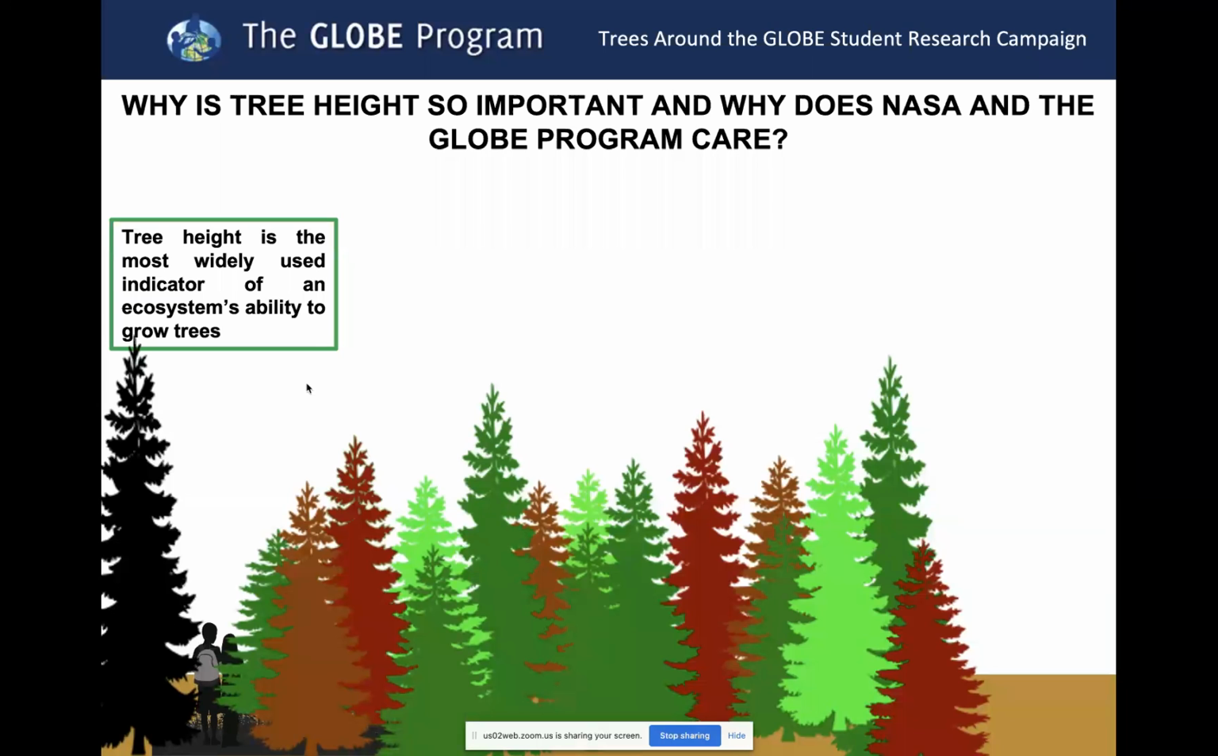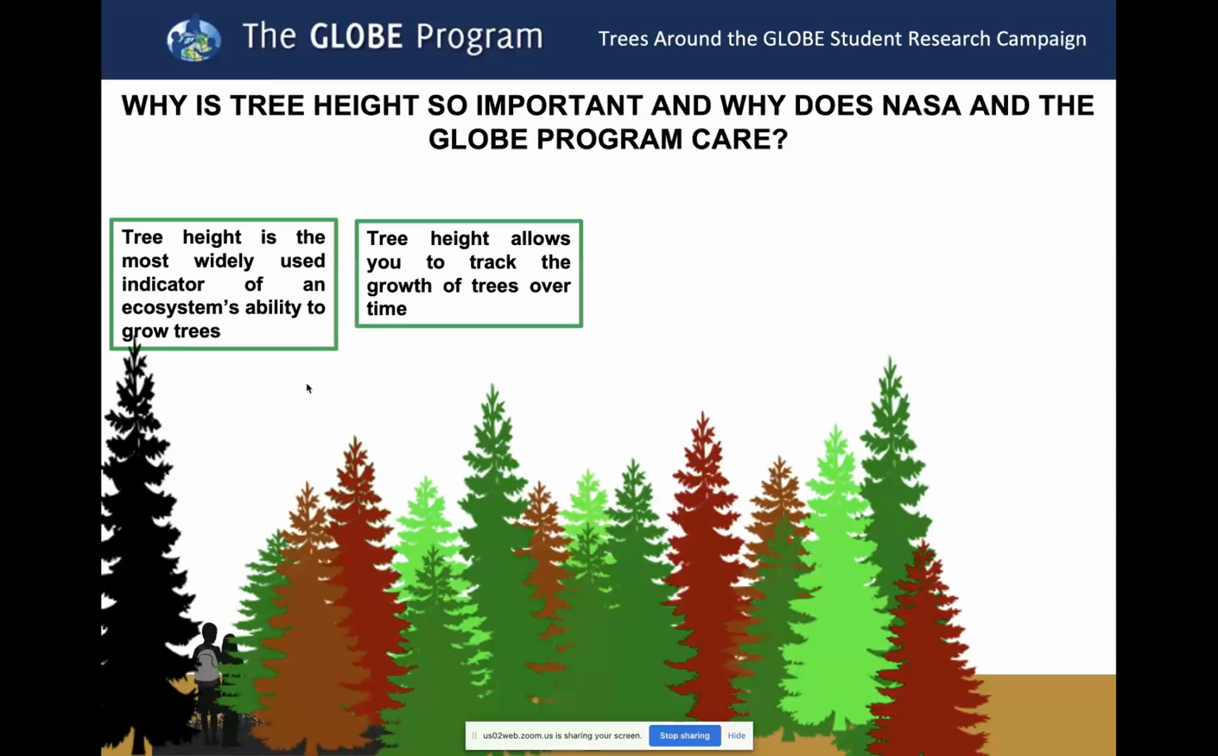And depending upon the species of the trees, of course, they're going to grow different heights. But the ones that flourish are the ones that grow tall, they grow full, they're the ones that have an ecosystem that is ideal for growing trees. Tree height allows you to track the growth of trees over time. So you can see, maybe 1 year the tree didn't grow that much because it was pretty dry. And then the next year there was a lot of rain, so you notice the tree grew pretty tall in that 1 year. So by looking at that tree height, you can look at what's happening in the ecosystem and you can track how the tree is growing over time.